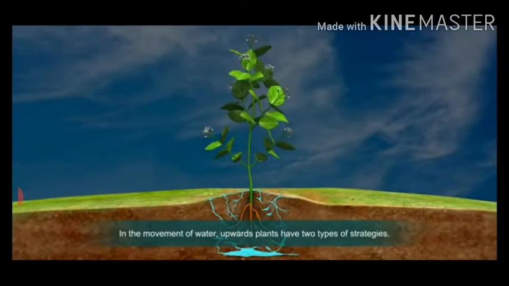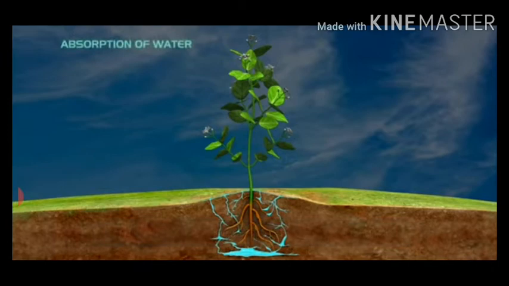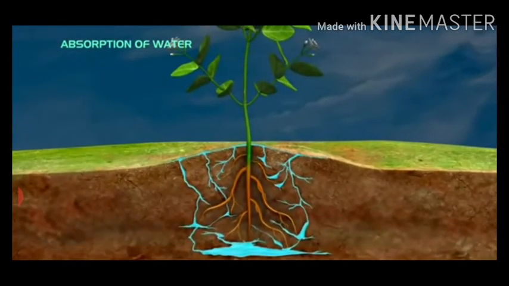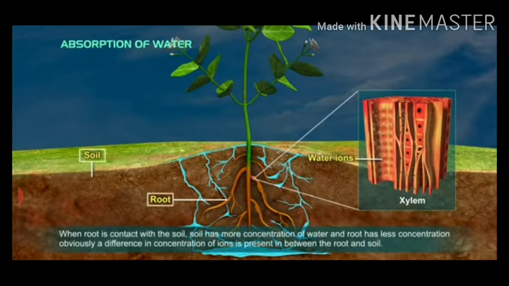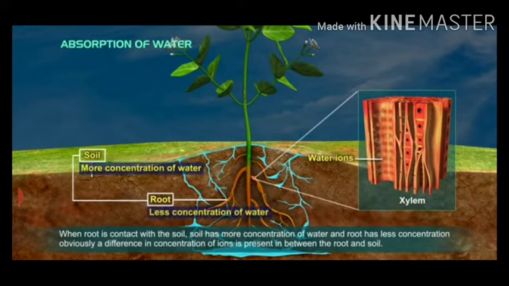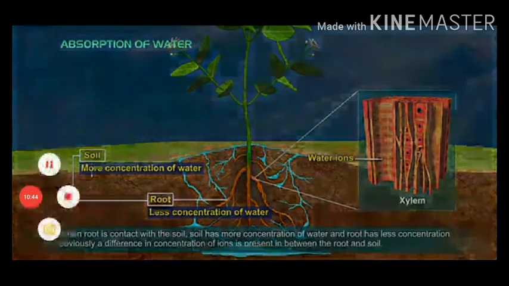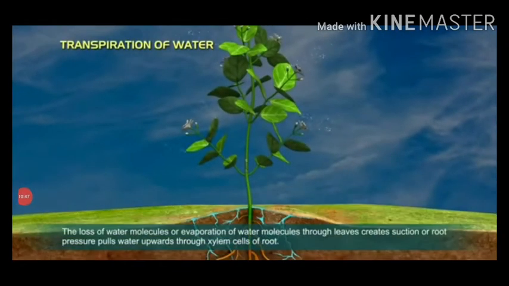Plants have two types of strategies. As the xylem vessels of the roots are in contact with soil, they actively absorb the water and ions. Soil has a higher concentration of water than the roots. So there is a difference in concentration of ions between the root and the soil. Due to this difference, water moves into the roots, and the loss of water that takes place through the leaves is known as transpiration.